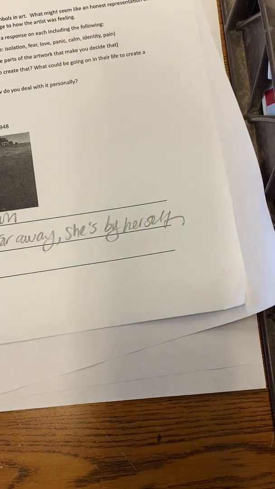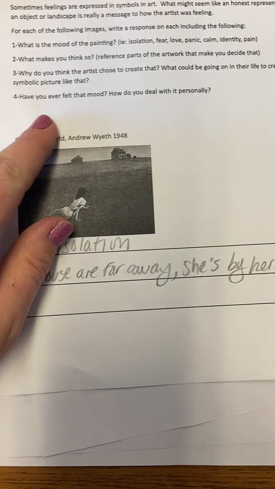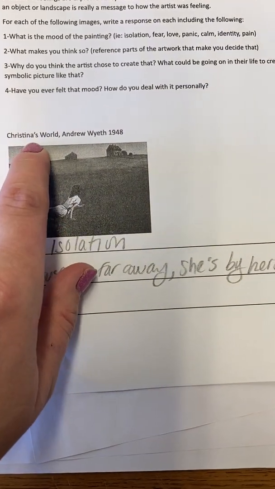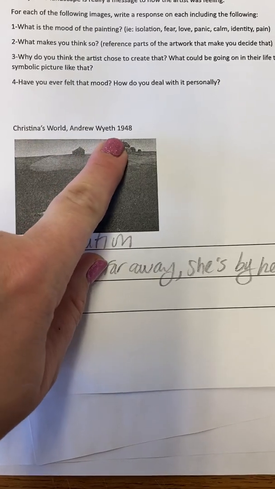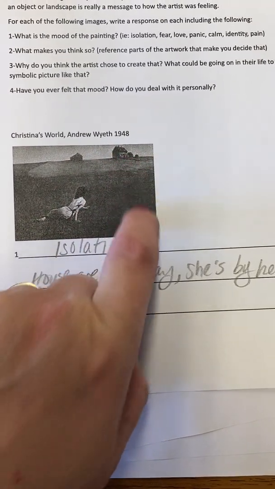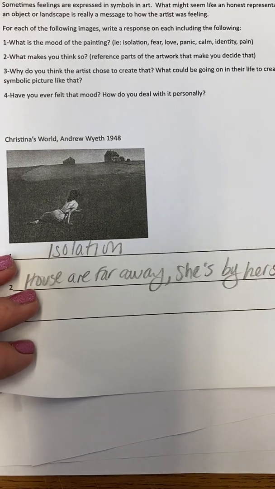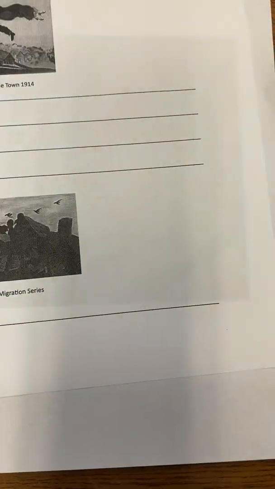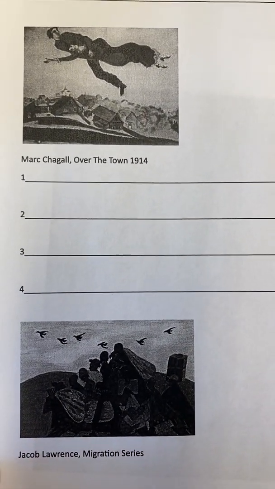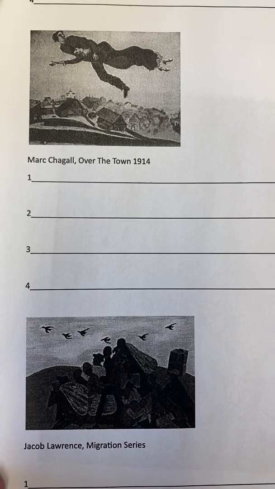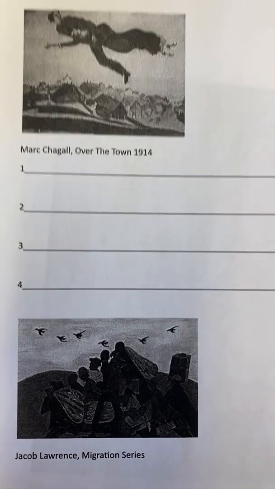Once again, for people who don't have packets, you're going to write the title and 1, 2, 3, 4 underneath. The first one is Christina's World, Andrew Wyeth, 1948. Pause the video, write it down, then put numbers 1, 2, 3, 4. The next artist is Marc Chagall, Over the Town, 1914, and then write 1, 2, 3, 4 on your piece of paper. Pause the video to write it down.